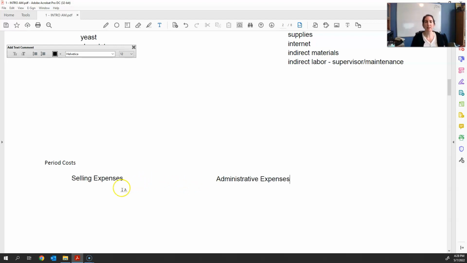All right, selling expenses are anything to do with selling the product, right? But not making the product, but selling the product. So let's say you've got advertising costs. Maybe you have store costs, right? So like the depreciation on the store, or the salespeople's salaries, right? Things like that are going to be selling expenses. And these are period costs because they are expensed in that current period.